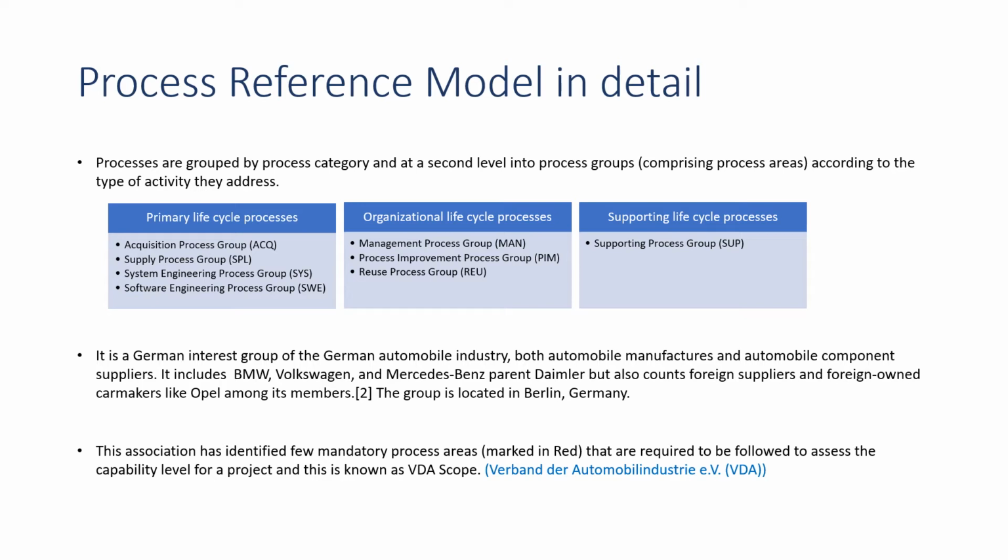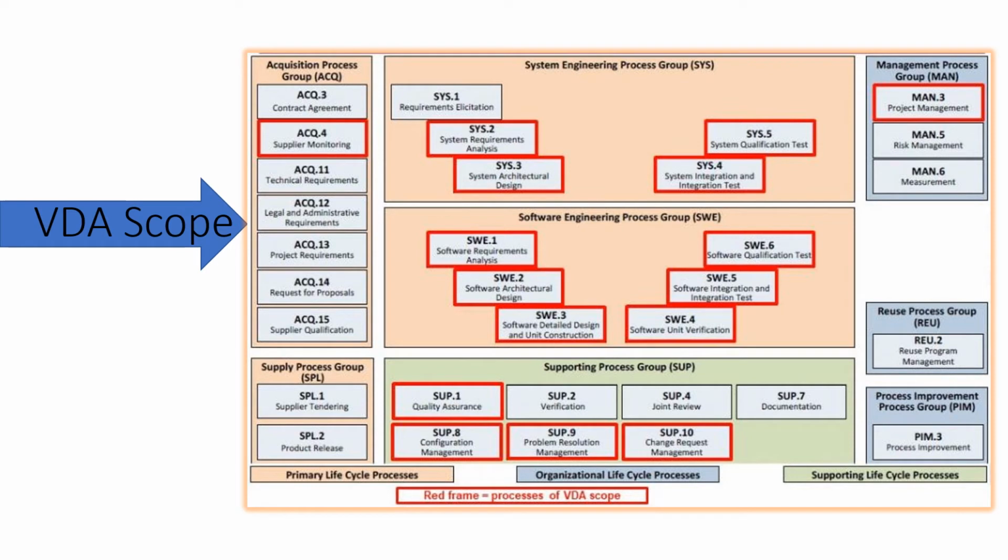There is another concept: some German car manufacturing companies, or car makers, have formed a group called VDA, Verband der Automobilindustrie. This group picked up some process areas and prioritized them in order to implement them. Those are the important, crucial, or mandatory process areas which we have to look at first, and later on, based on the applicability of the project, we can go for the next ones. So this is the VDA scope.